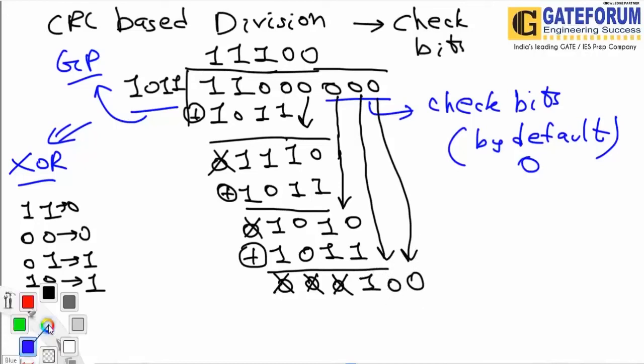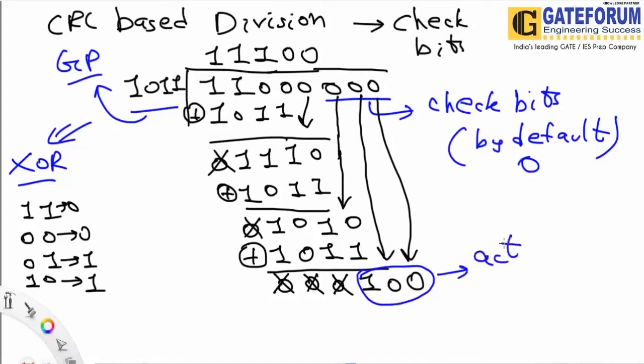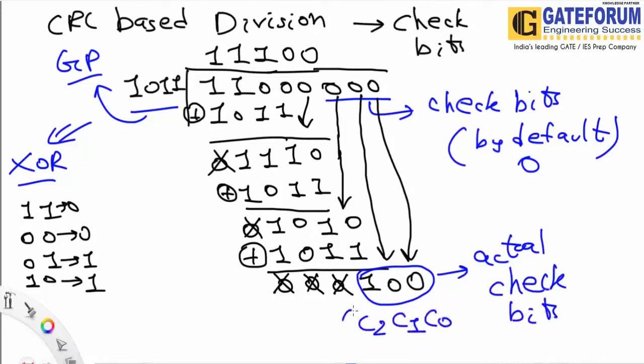So this is the 3-bit number, 100. These are your actual check bits, which are C2, C1, and C0. A very simple fundamental. It is given C2, C1, C0. So these are your actual check bits which we get.